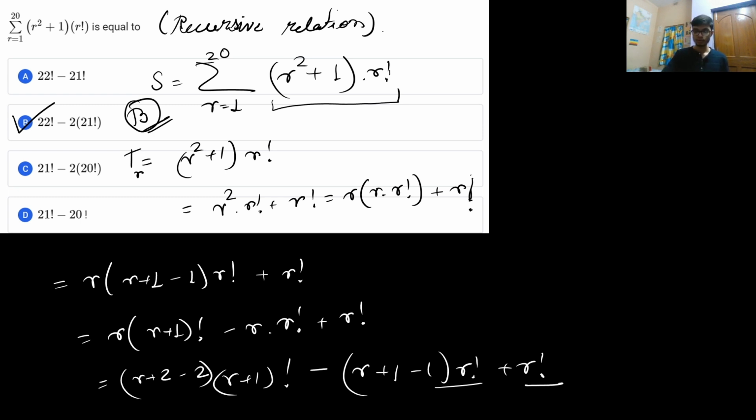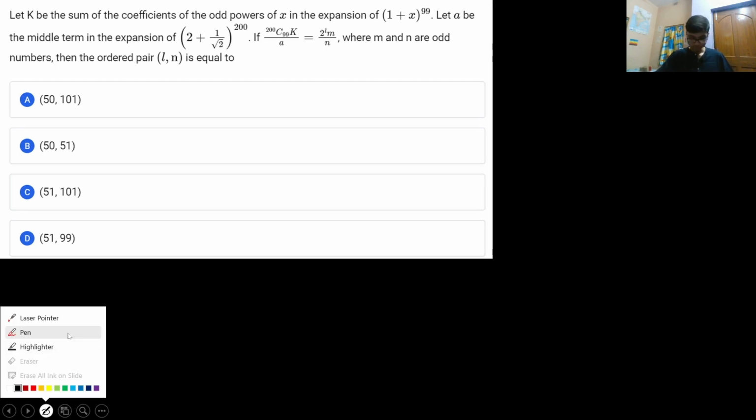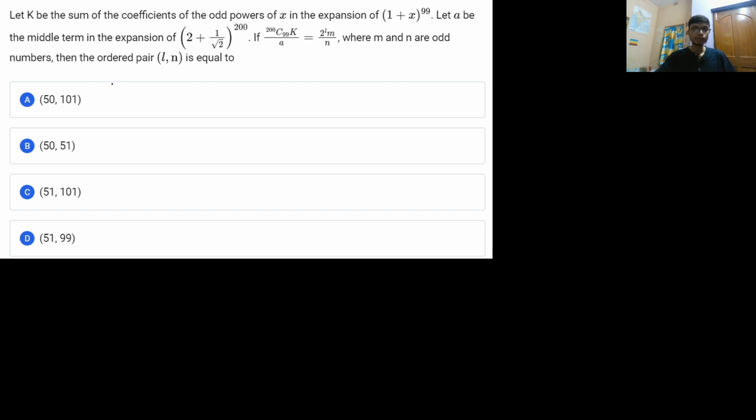So with this, let us move to the fifth problem. The fifth problem is again a very simple problem, as you can see from here. It says that k be the sum of the coefficients of all odd powers of x in the expansion of (1 plus x) raised to the power 99.